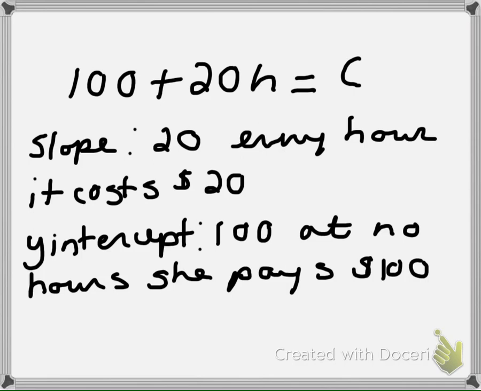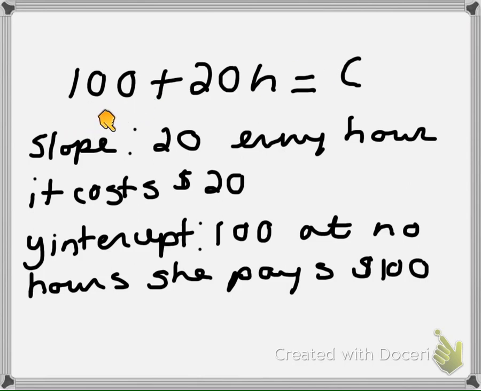Okay, the equation is 100 plus 20h, h stands for hours, equals c. The 100 is the y-intercept. The 20 is the slope, or coefficient. The h is the independent variable, hours, and the C is the dependent variable, total cost.